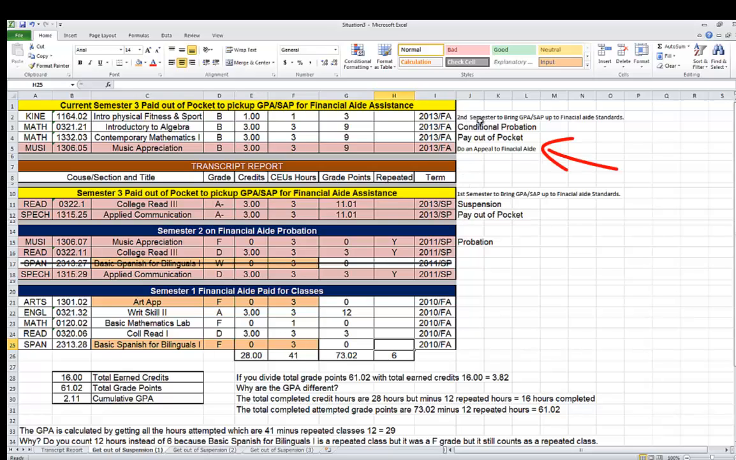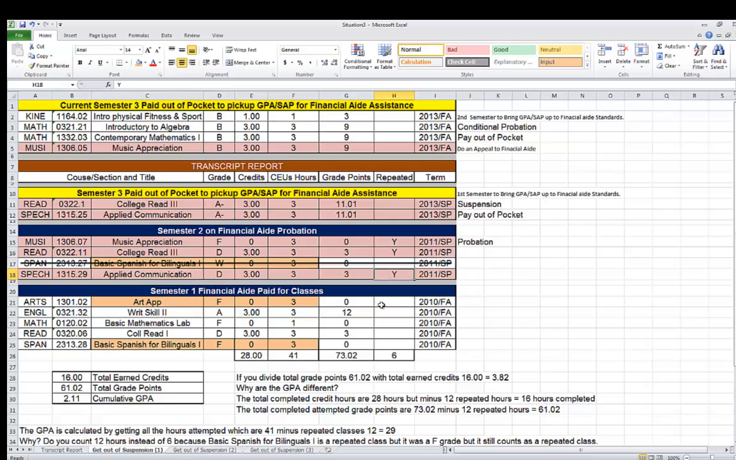Now, on the second semester, it's conditional probation. You might still pay out of pocket, or you can appeal to financial aid, and they might help you or not, depending on your situation. In this second semester, this student is repeating Music Appreciation. So Music Appreciation is right here, a repeated class. We have College Reading 3 right here, a repeated class. We have Applied Communications, a repeated class.